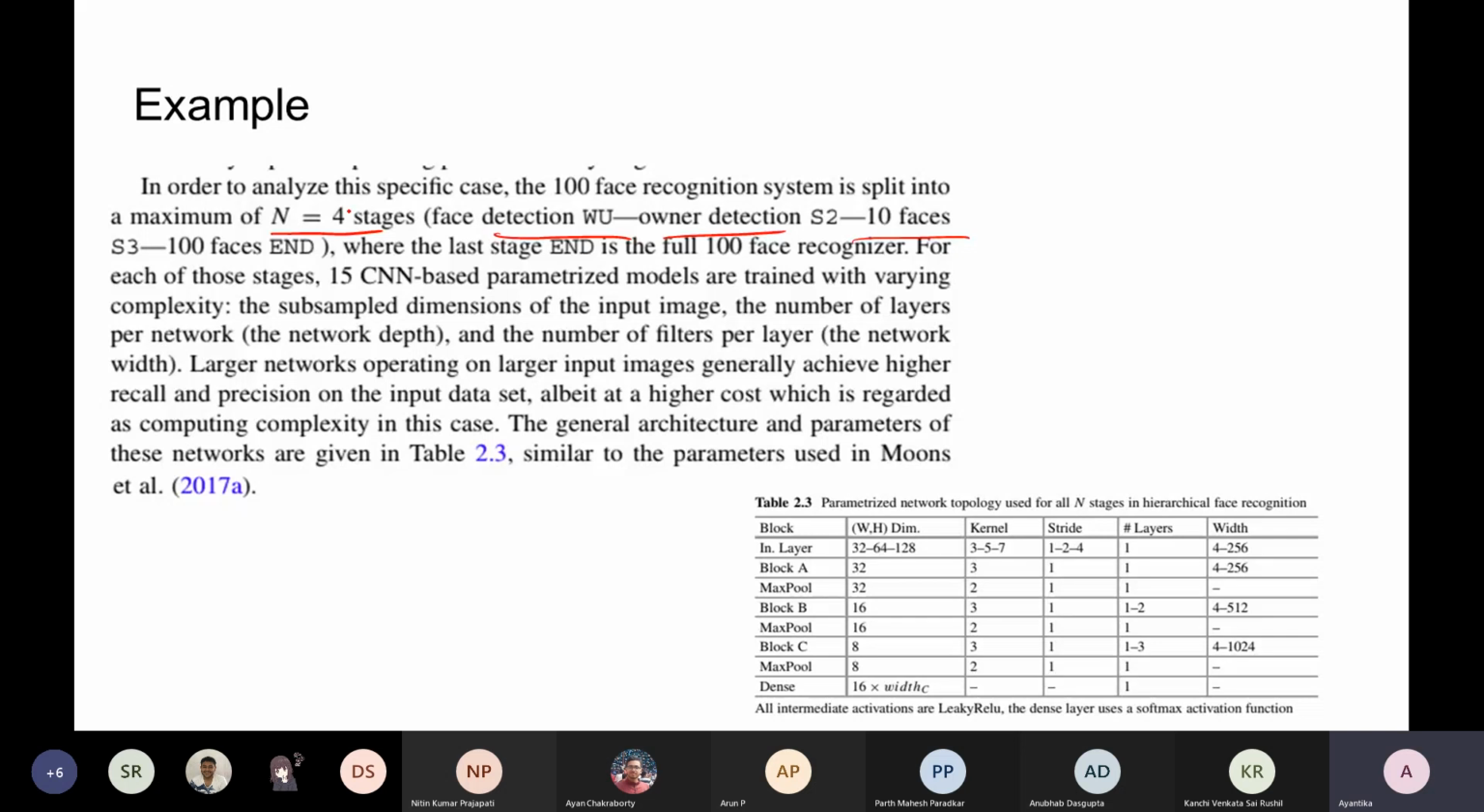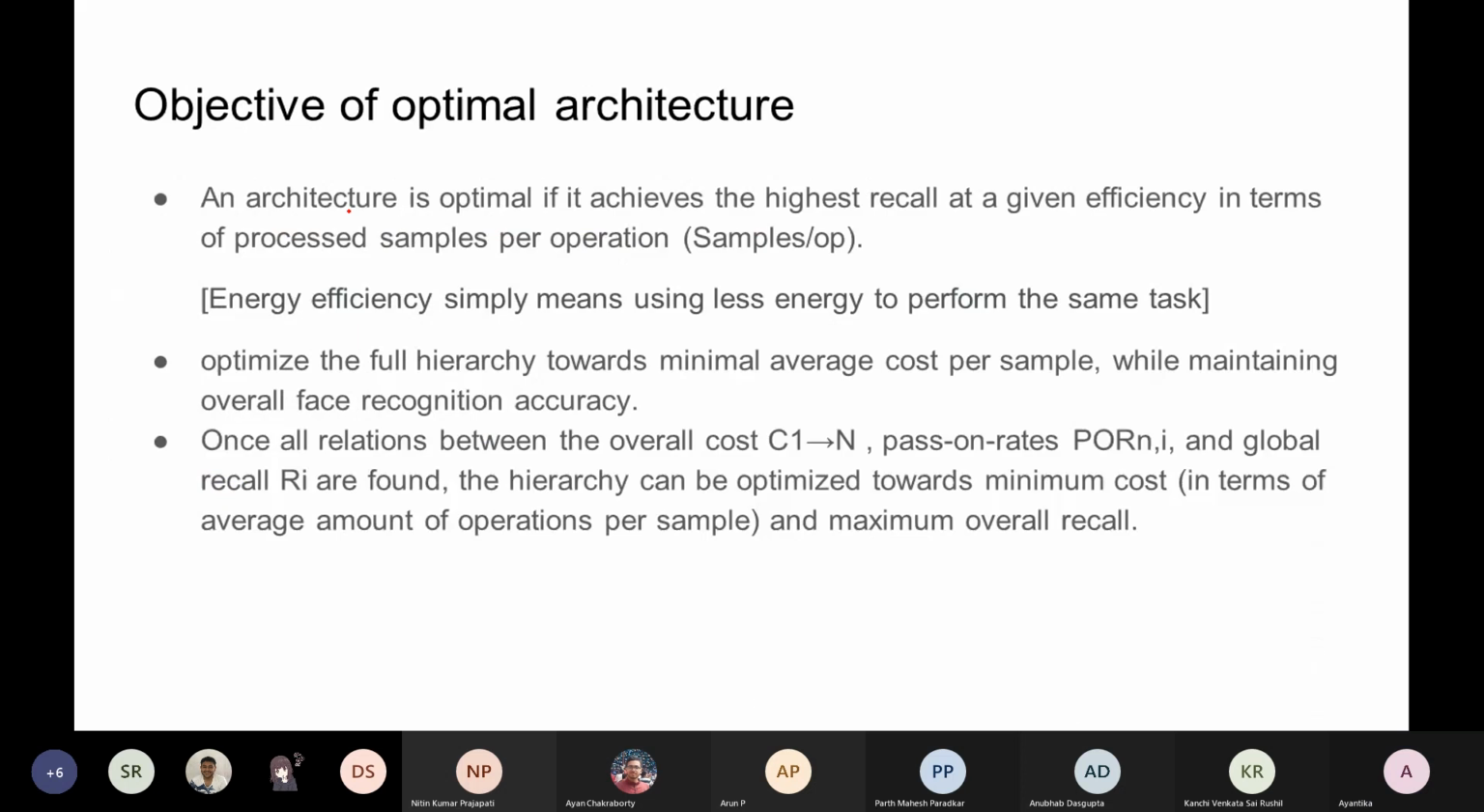In that way, you can break your functionality into multiple stages, and each time you compute the recall and pass-on rate. Your ultimate objective is to get a high recall value by minimizing the energy-related cost for each stage. So finally, this is the objective of our optimal architecture: an architecture is optimal if it achieves the highest recall at a given efficiency in terms of processed samples per operation. Optimize the full hierarchy towards minimal average cost per sample. Once all relations between the overall cost, pass-on rates, and global recall are found, the hierarchy can be optimized towards the minimum cost.